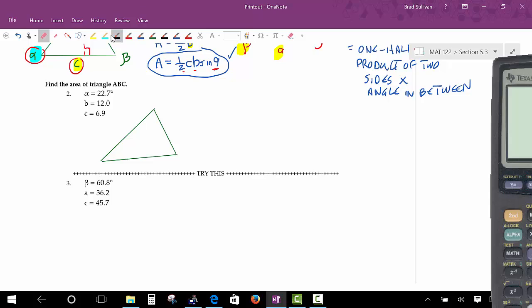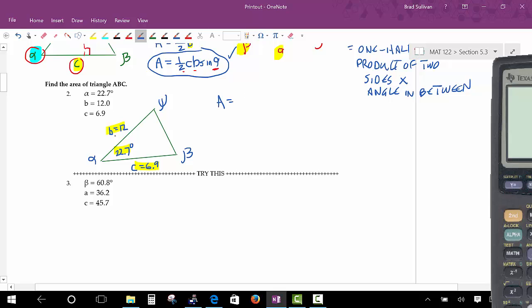All right, so let's say that this is alpha, and alpha was given as 22.7 degrees. Let's say this is beta, and this is gamma. So B was given as 12.0, and then C, opposite gamma, was given as 6.9. So indeed you have a side, then an angle, and a side. So when you do this formula, instead of looking the formulas up, just remember it in words.